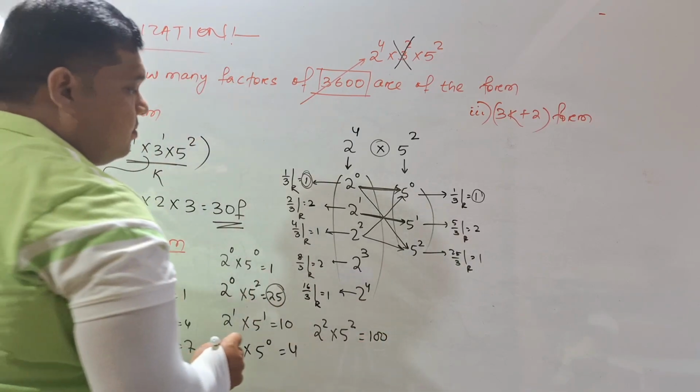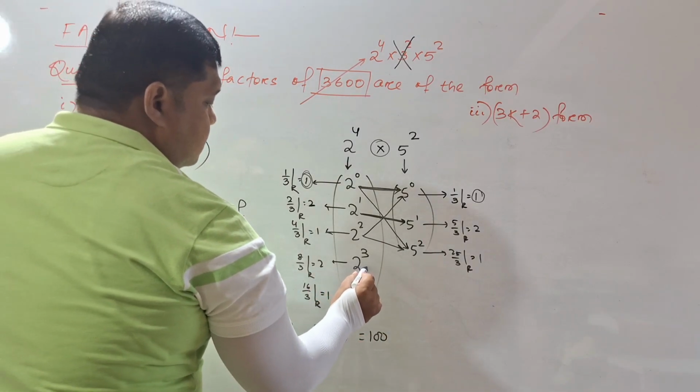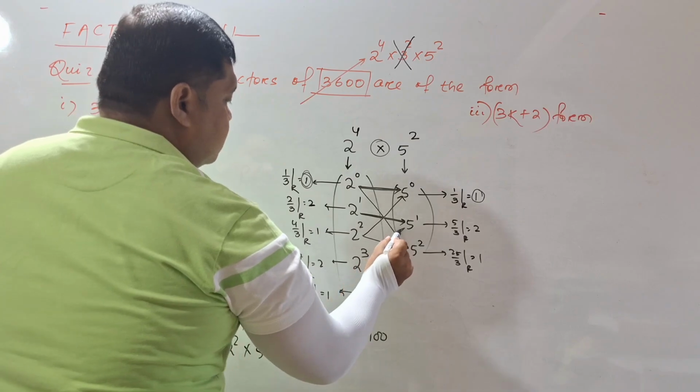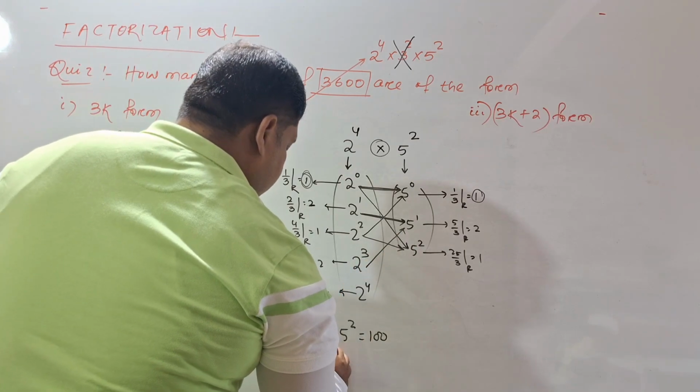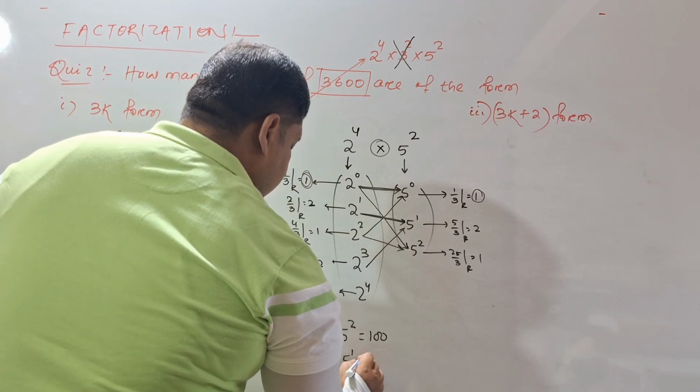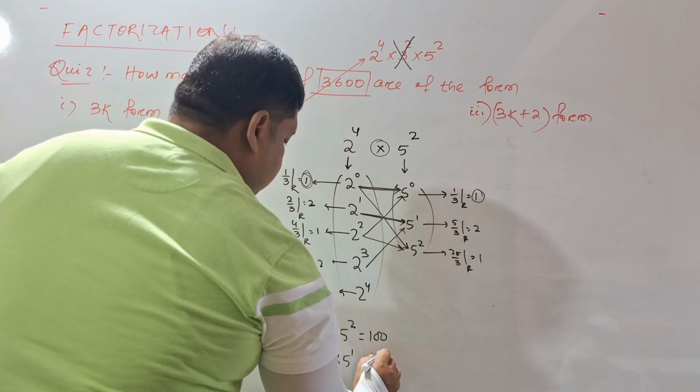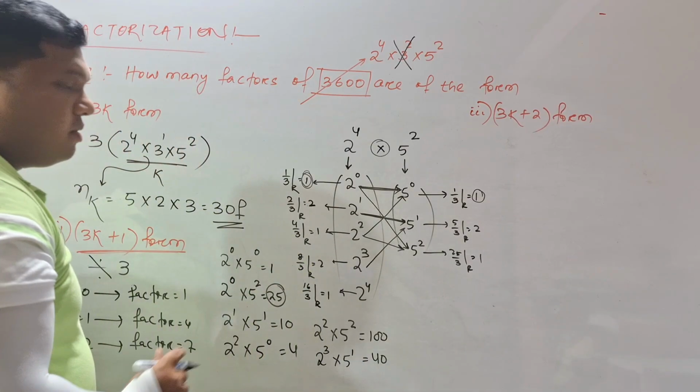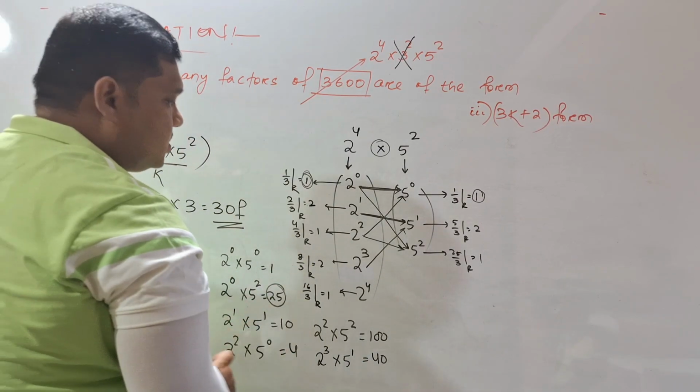99 plus 1. Then 2 cube into 5 to the power 1. So this is 8 into 5, 40, 39 plus 1. One of the combination, one of the solution.